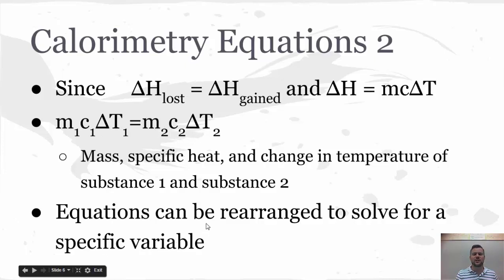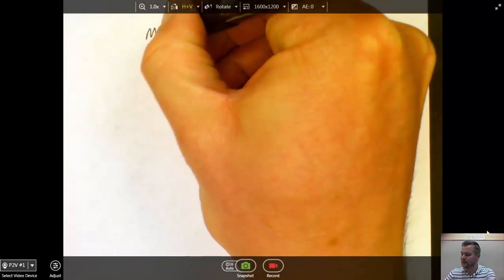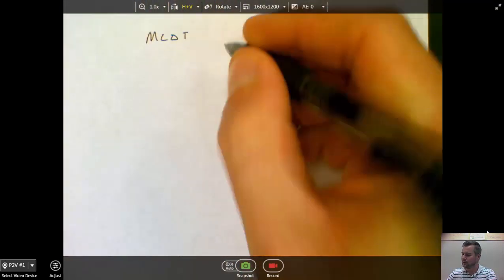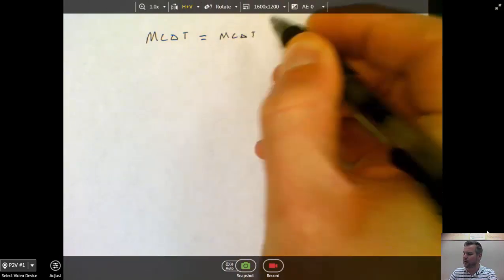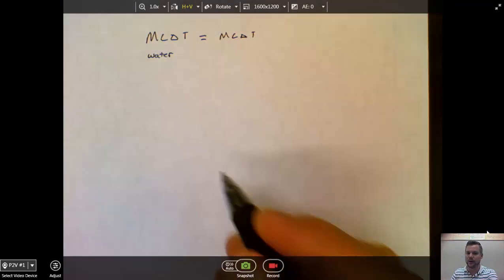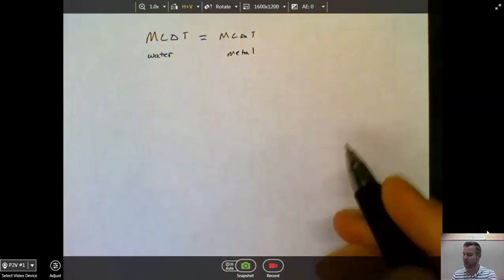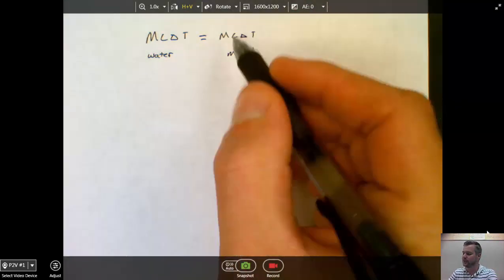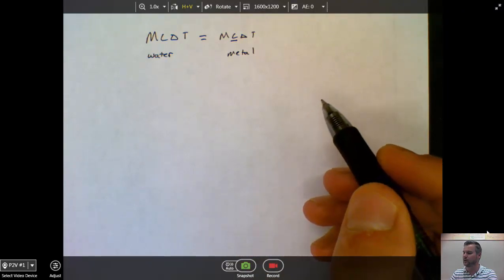We can rearrange these equations to solve for a specific variable. So just for example, if we're doing mc delta T is equal to mc delta T, all of these are going to be about one item. So it might be about the water, and then this might be about a piece of metal. If we wanted to solve for the specific heat of the metal, we could rearrange this equation.